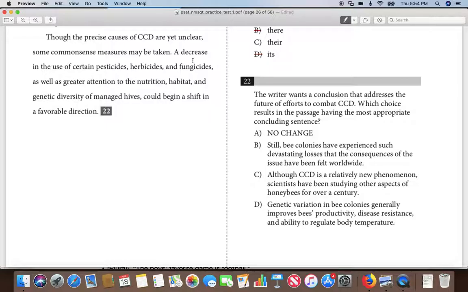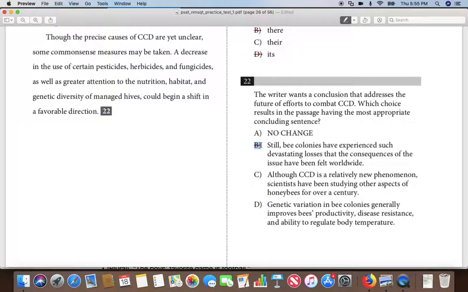Yes. That appears to. Yeah, that's pretty good. Okay, can't eliminate that. Let's read the other answer choice. Go ahead and read answer choice B. Still, bee colonies have experienced such devastating losses, and consequences of the issue have been felt worldwide. Does that address the future of efforts to combat CCD? It doesn't address the combating part of it. Yeah, not so much. Okay, so B is gone.